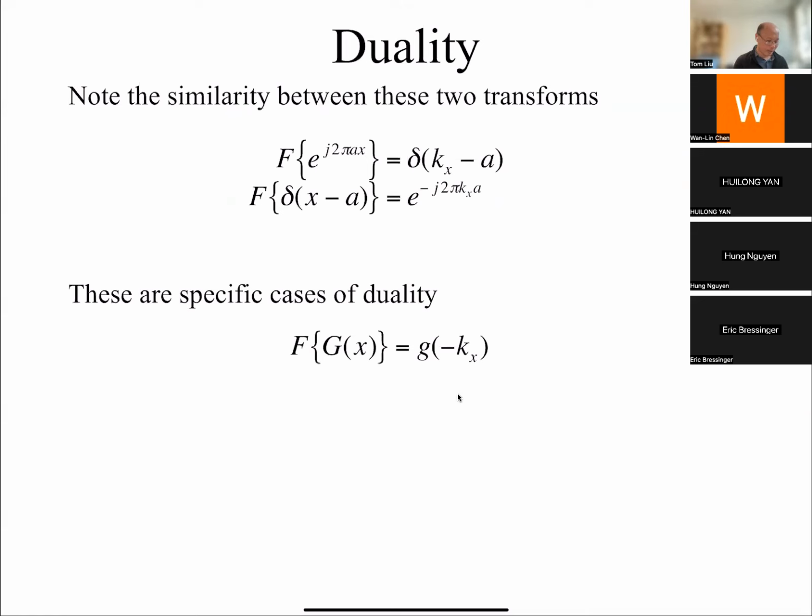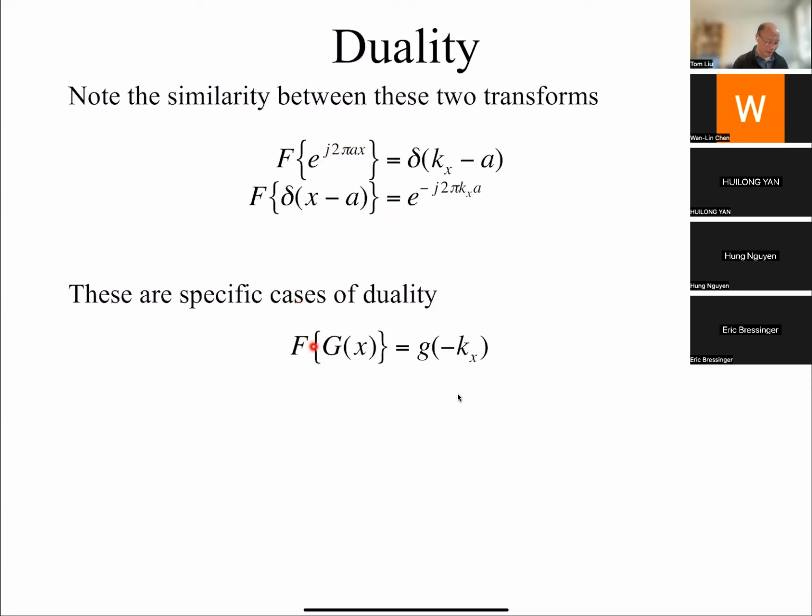Now, notice that we said that the Fourier transform of a complex exponential goes to delta of kx minus a. And we also know that delta of x minus a goes to e to the minus j 2 pi kx a. These look almost like reverses of each other, except for this minus sign here, okay?